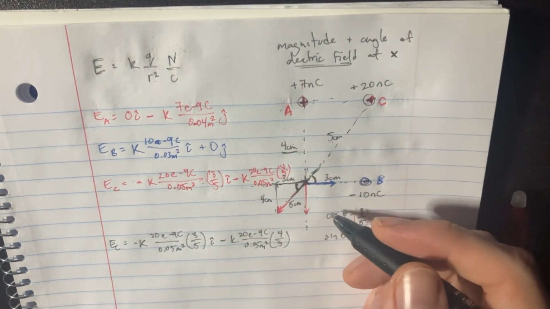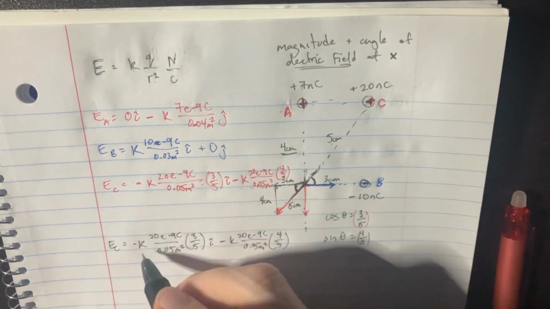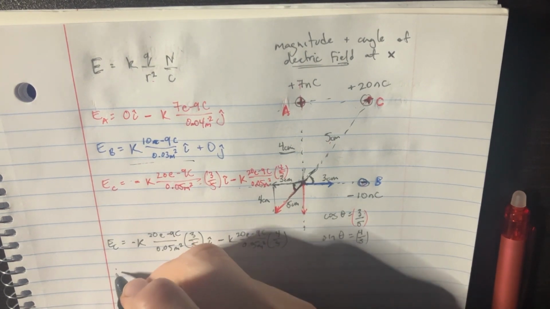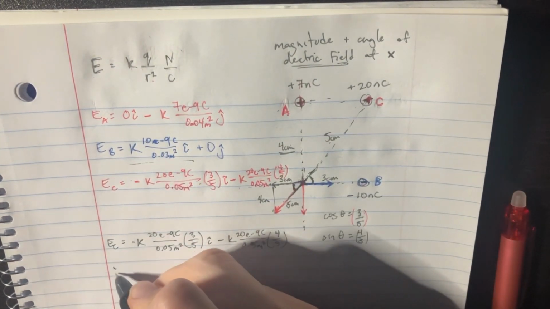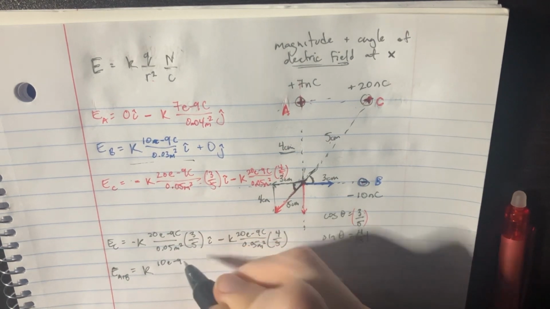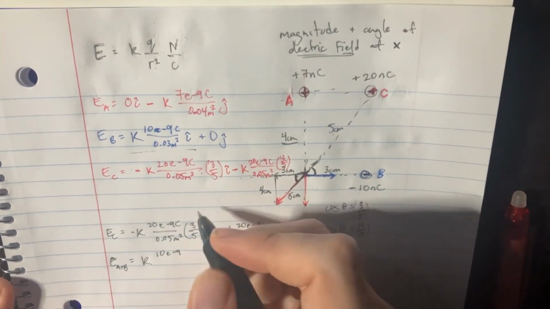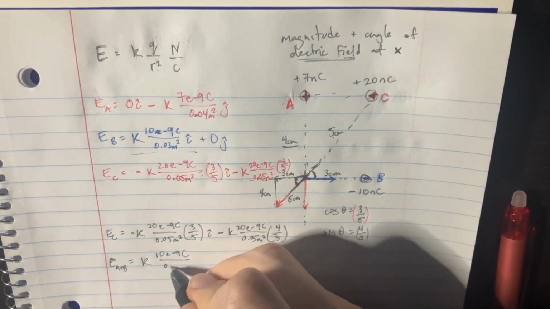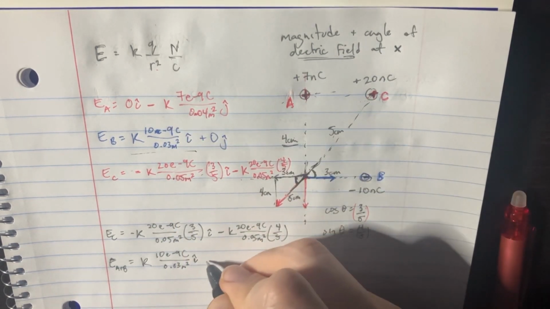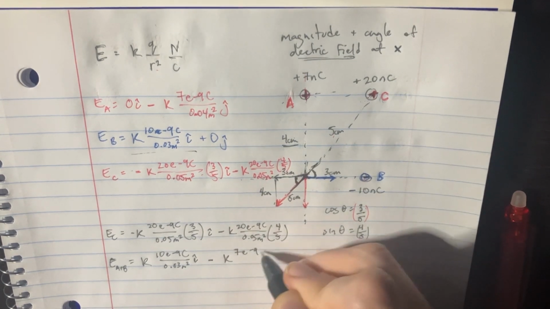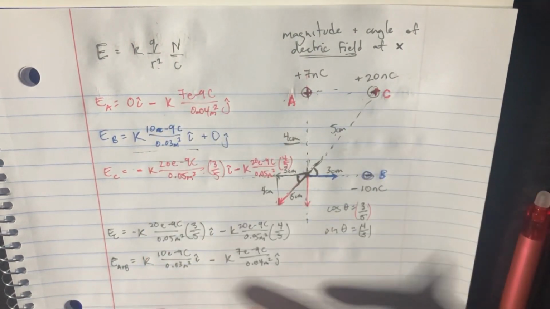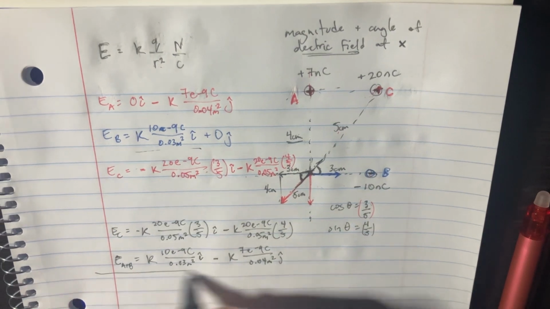But we're going to add all this stuff together. So let's just start with that, and we'll go ahead and add this to it. So we'll go E, A plus B right here, is essentially going to be K times 10 e to the negative 9 coulombs divided by 0.03 meters squared i, and then minus K times 7 e to the negative 9 coulombs over 0.04 meters squared j. And so we kind of just condense both of these two things into that. And now we can just add these two together.